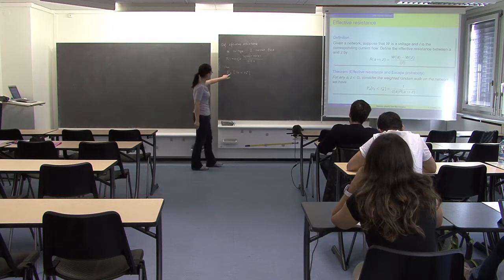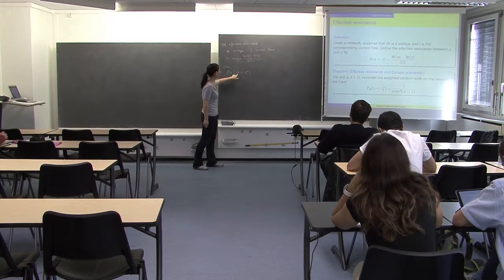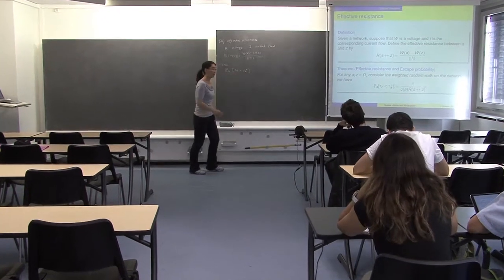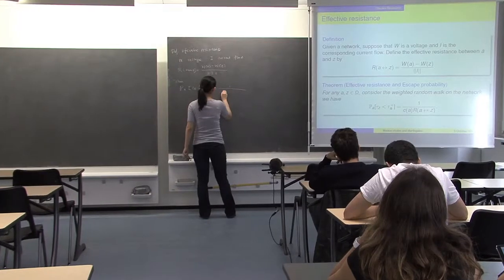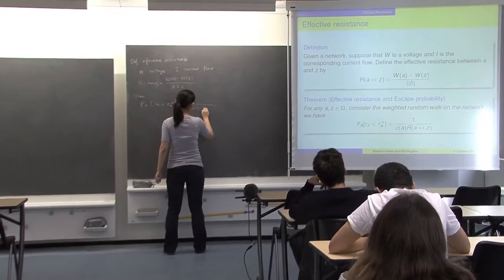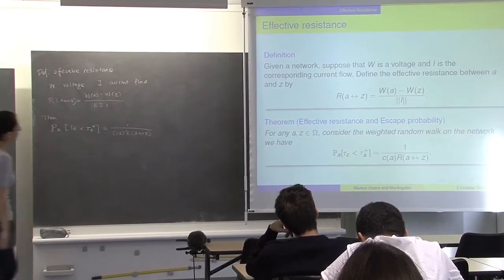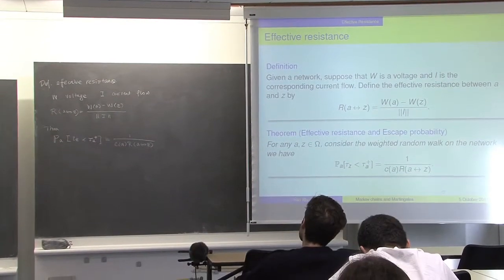So it means that we have a random walk that starts from A, and we want to calculate the probability that it hits Z before going back to A. And this escape probability is exactly proportional to the inverse of the effective resistance. So this is the relation between escape probability and the effective resistance.